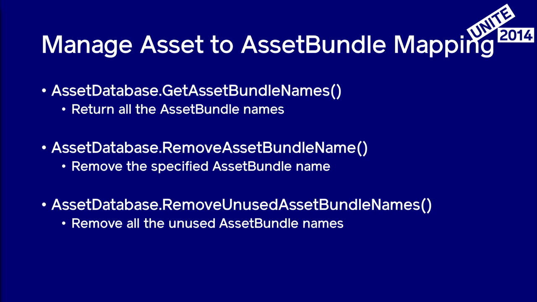Another thing is we are actually considering adding a new API, AssetDatabase.GetAssetsForAssetBundle. As we got some feedback from the alpha group, I think we will probably add it.